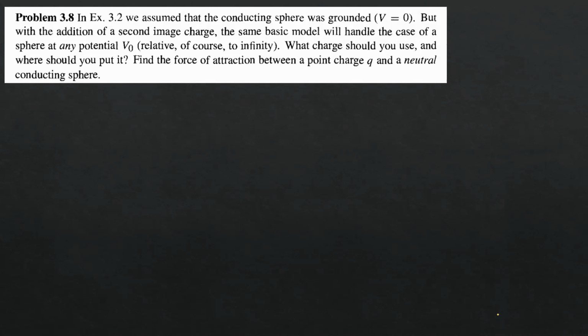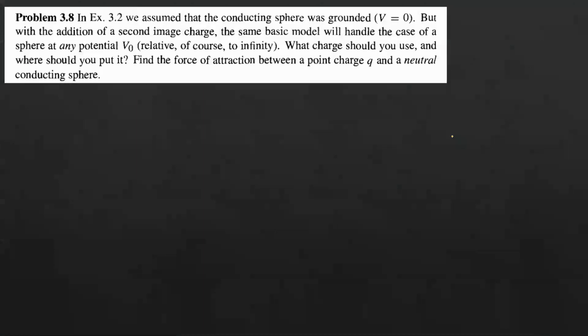Okay. We assume that the conducting sphere was grounded, but with the addition of a second image charge, the same basic model will handle the case of a sphere at any potential V naught. And what charge should you use and where should you put it? Find the force of attraction between a point charge Q and a neutral conducting sphere.